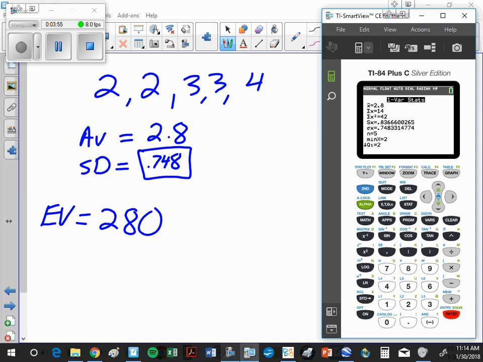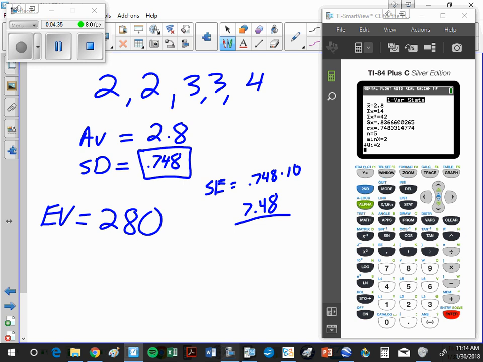Okay. So the expected value is 280, and we need the SE. So the SE is going to be 0.748 times square root of 100, which is 10. So 7.48. What does this mean? If you make 100 draws from the box, you're expected to get 280 as the sum, give or take 7.5. Everybody understand how the SE works?